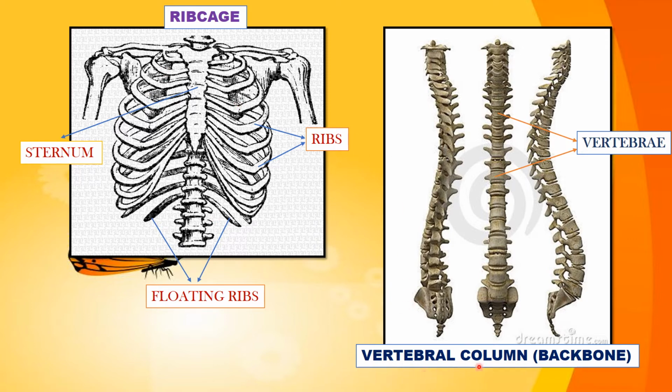Then vertebral column, which is also called the backbone. It is made up of smaller bones called vertebrae, which are arranged in a chain. There are normally 33 of them. Bending is possible because of this backbone only. Backbone gives support to the body and it also protects the spinal cord.